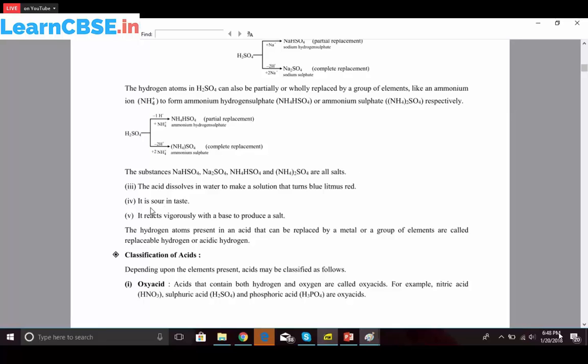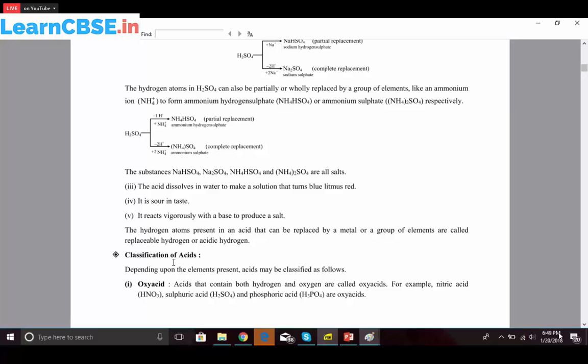Okay, so the acid is dissolved in water to make a solution that turns blue litmus red. So this is a property of the acid, so we can find out easily. Suppose in a beaker we have different solutions. If you want to find out which one is the acid, we can use litmus papers to find that out. It is sour in taste. Yes, we have already tasted lemon and tamarind, which are also sour in taste. It reacts vigorously with a base to produce a salt. So this we call a neutralization reaction.